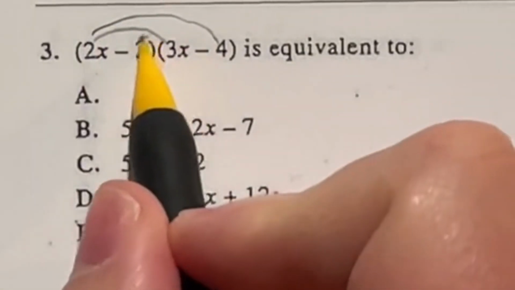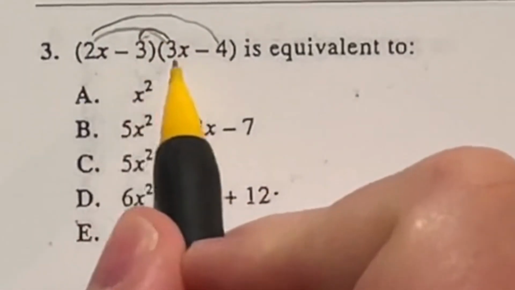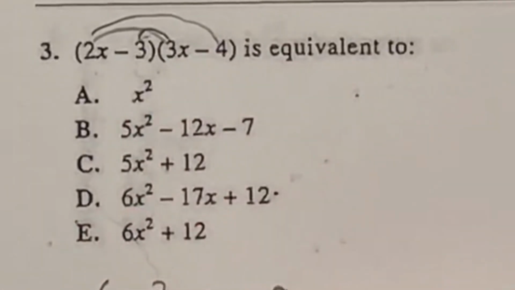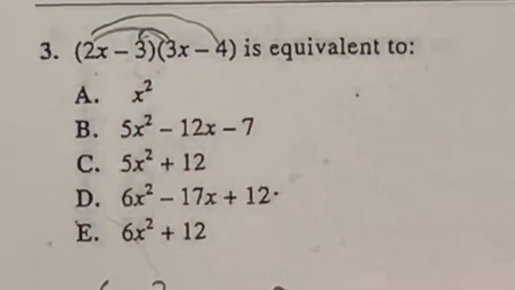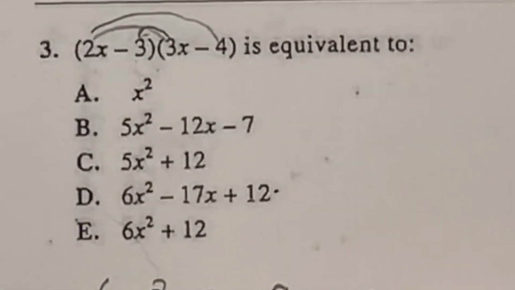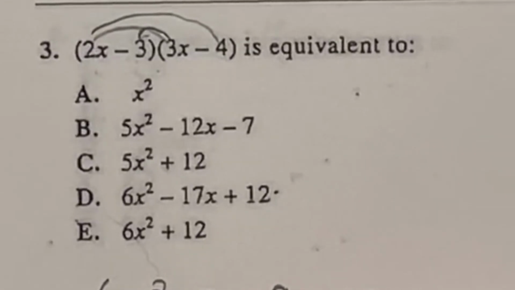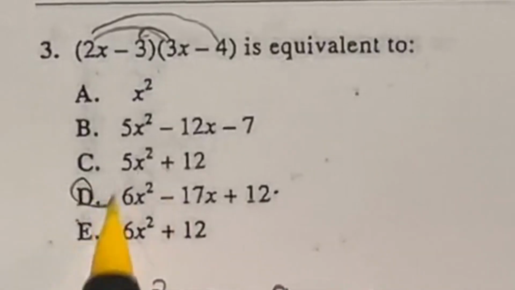Then we do the inside for FOIL. That's negative 3 times 3x, giving me negative 9x. And then we do the last one, so negative 3 times negative 4 giving me a positive 12. Now these two will combine right here to give us a negative 17x. So we're looking for 6x squared minus 17x plus 12, which is answer D.